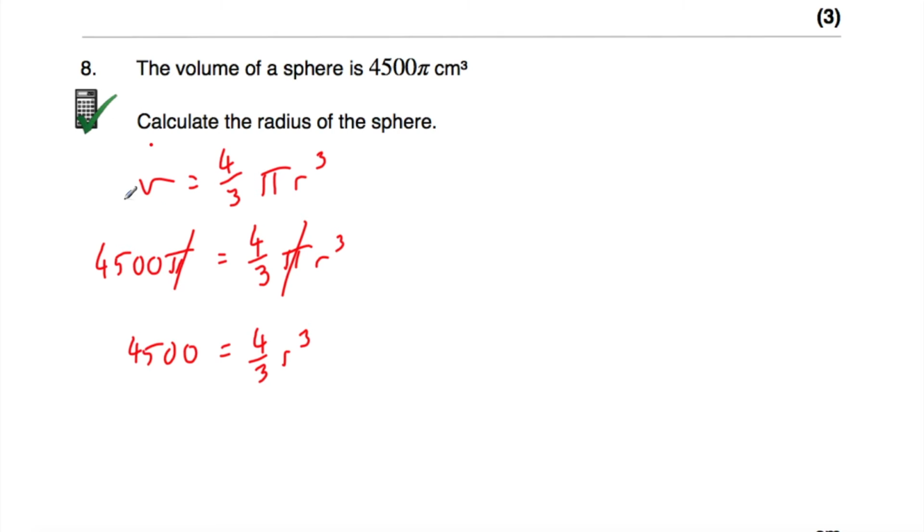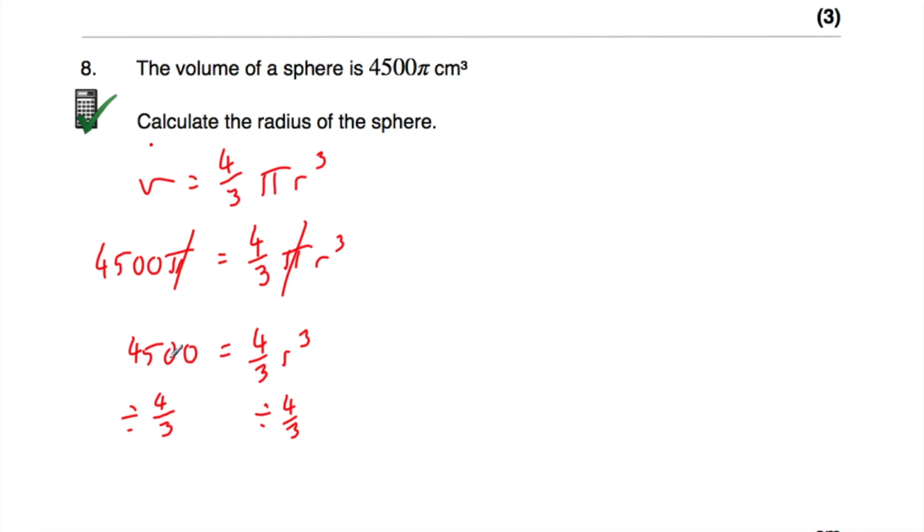Now, if this was a non-calculator question, what I would do is multiply both sides by 3 and get something equals 4r cubed, and then divide both sides by 4 to get that something equals r cubed. But because this is a calculator question, I'm going to divide both sides by 4/3. So I'm going to divide by 4/3 and divide by 4/3.